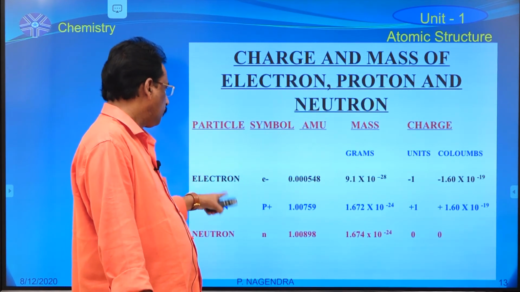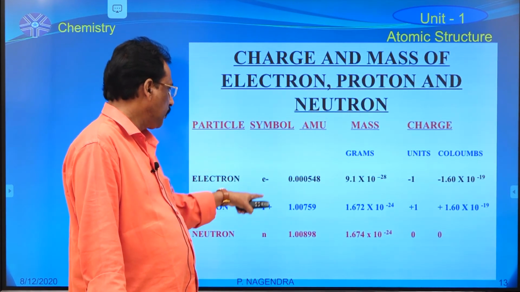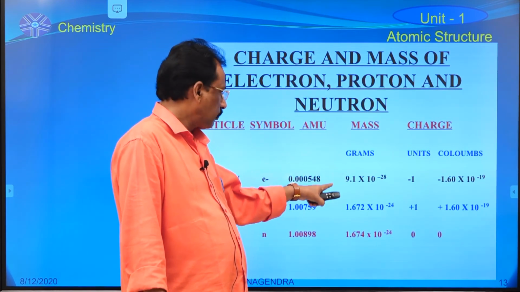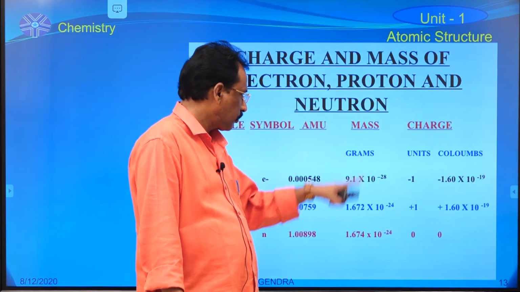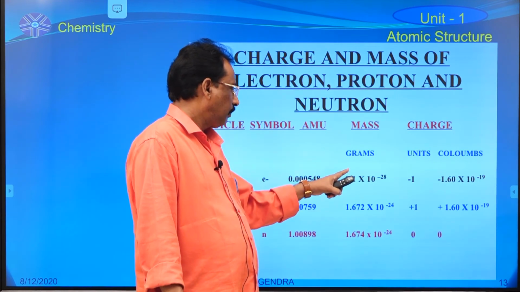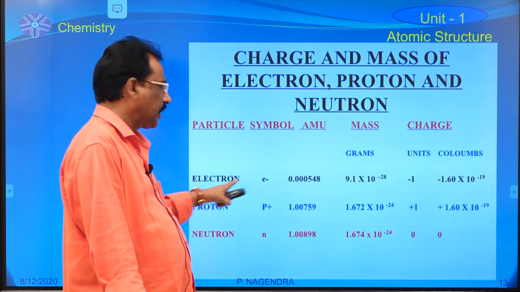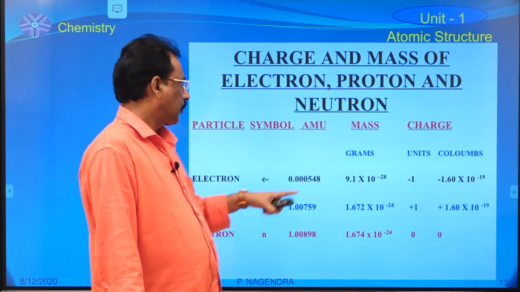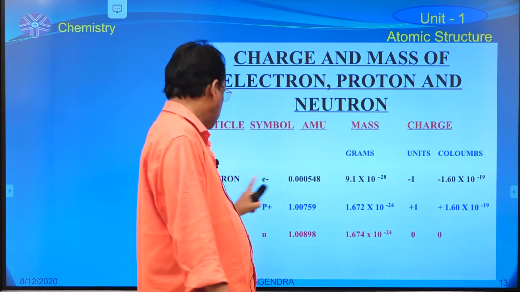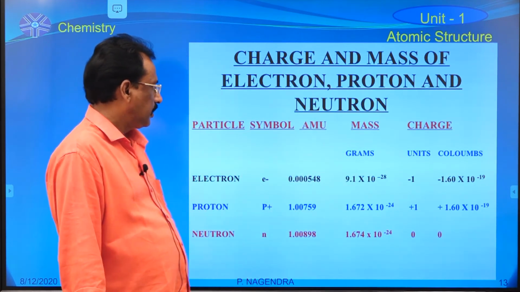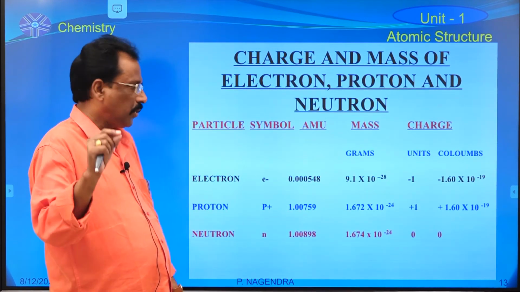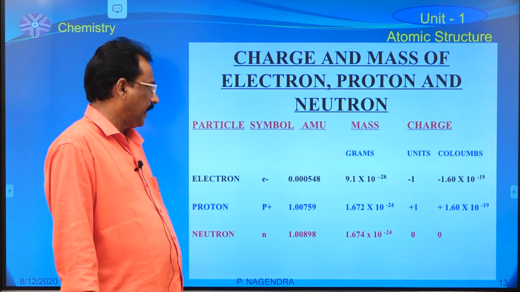In a similar way, the proton mass in AMU is 1.00759. In grams, its value is 1.672 into 10 power minus 24 grams. In the form of a number, it is represented by +1. That is why the proton is derived from protium, so its symbolic representation is 1H1. The proton charge in coulombs is just the opposite: the electron is negatively charged and this is positive charge. That is why its value is 1.602 into 10 power minus 19 coulombs.